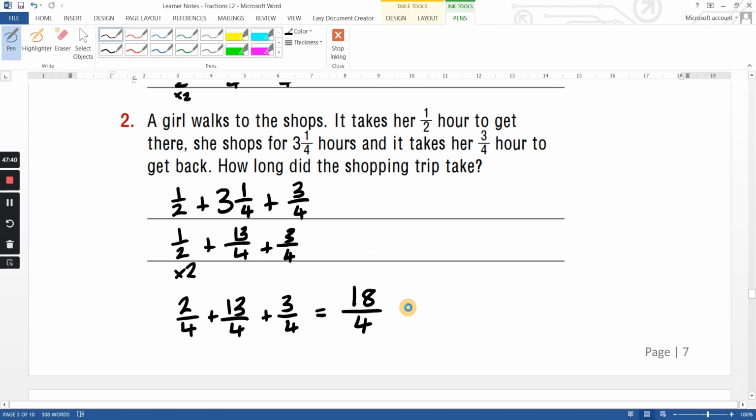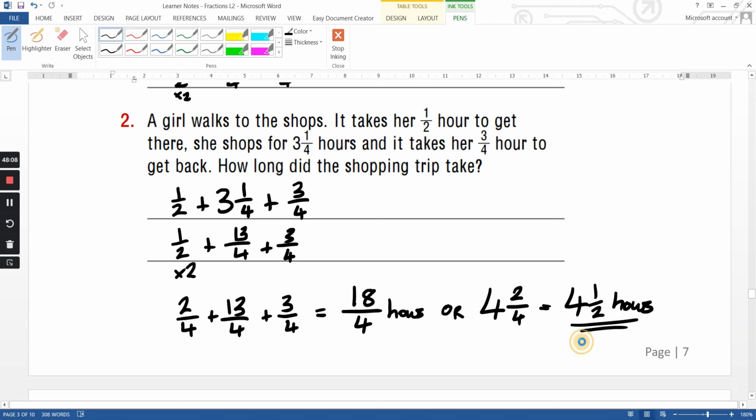Right. Shall I change it? You can leave it as this answer, but it looks a bit weird, doesn't it? 18/4 hours. Let me change it. So I'll tell you what, let's do, how many 4s go into 18? That's 4. And I've got 2 left over. And that simplifies to 4.5 hours.